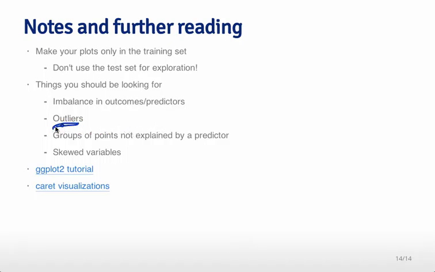You're looking for outliers or weird groups outlying the data that might suggest that there are some variables you're missing, and groups of points that are not explained by any of the predictors. Skewed variables, which you're going to want to transform and make look more nicely, normally distributed if you're using things like regression models, but that may not matter as much if you're using more machine learning methods.